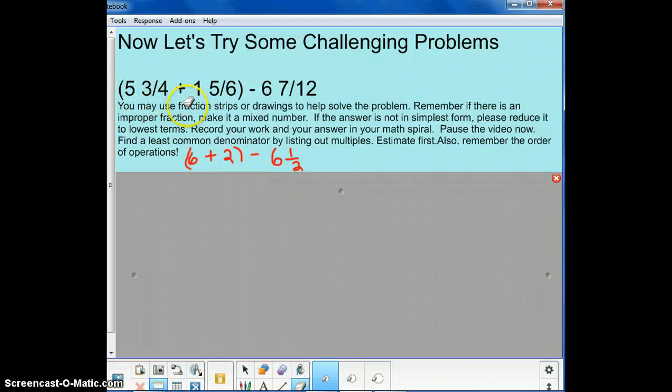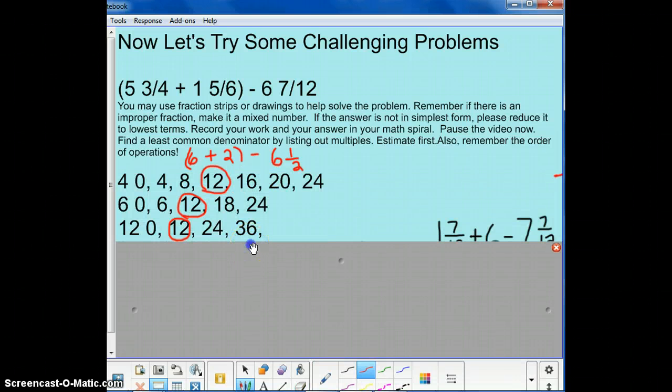5 3/4 is about 6, plus 1 5/6, which is about 2, so that's 2. So 6 plus 2, minus, this is 6, and 6/12 is a half, so minus 6 1/2. So 8 minus 6 1/2, or if you wanted to, you could have said 7. And that's my estimate. So 8 minus 6 1/2 is 1 1/2. Or you could have said that it was 7, and 8 minus 7 is 1. Either way.